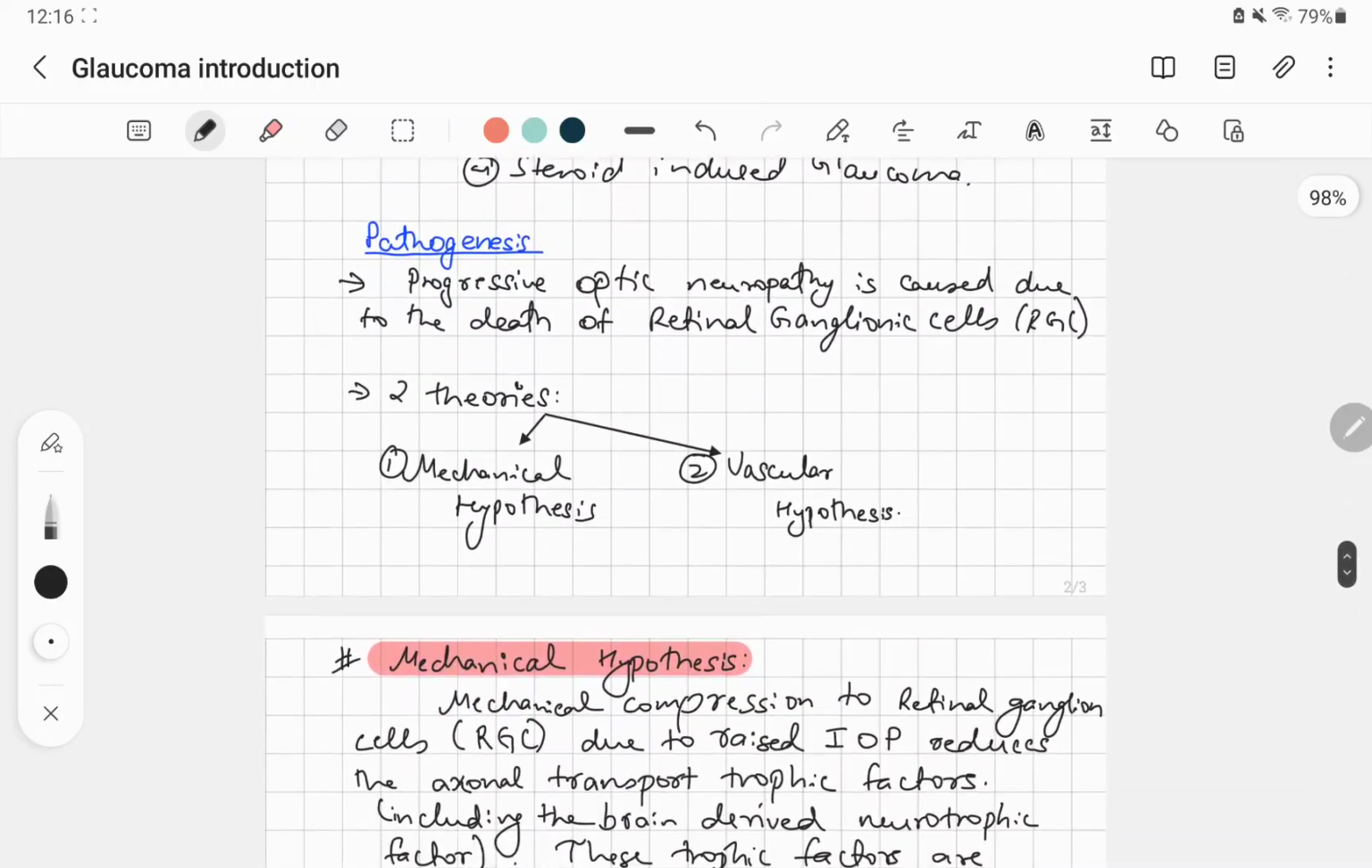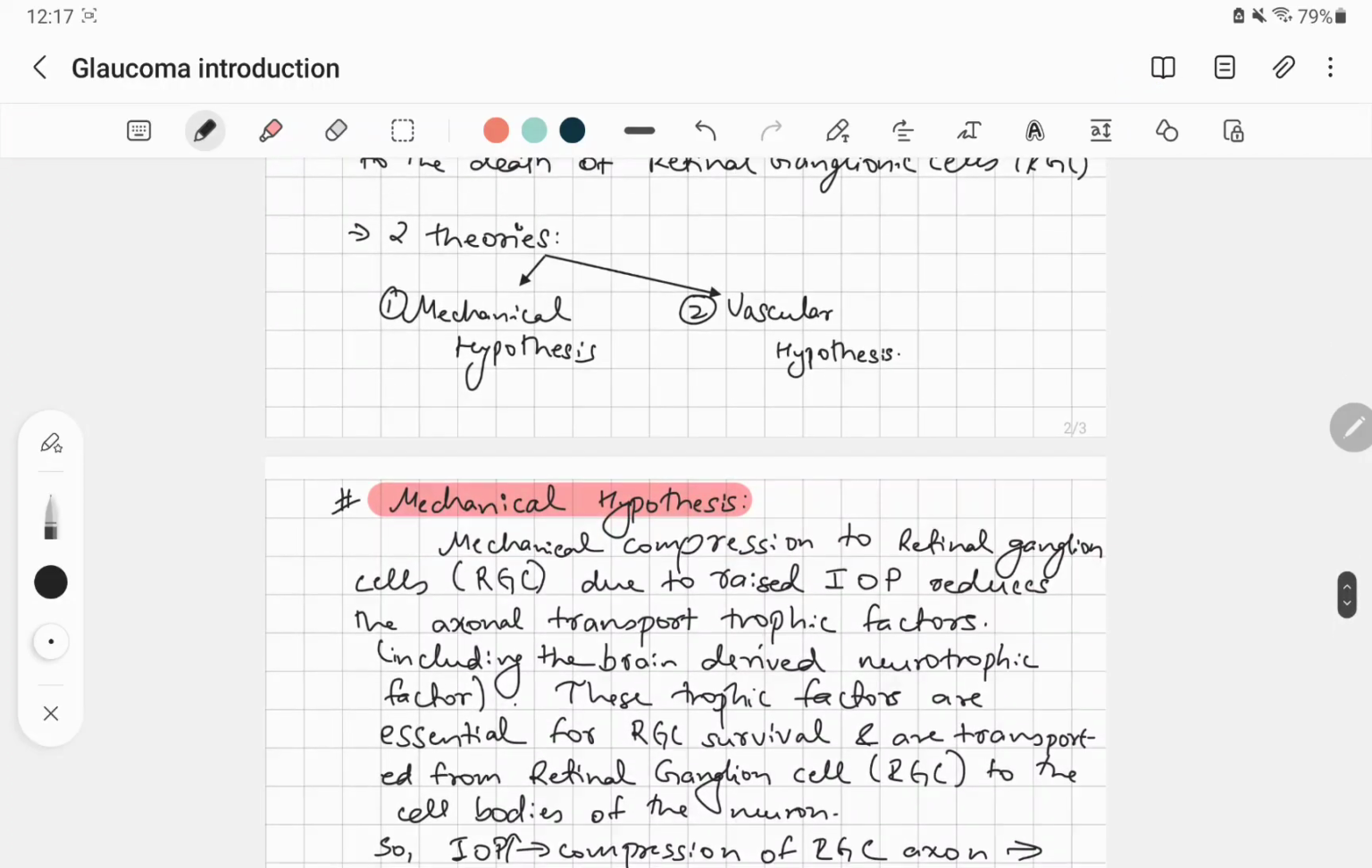So pathogenesis, what causes the glaucoma? Progressive optic neuropathy is caused due to the death of the retinal ganglion cell, that is RGC. So for glaucoma, the intraocular pressure increases, and that will eventually cause harm in the optic disc. And in the optic disc, which cells are hampered? That is the retinal ganglion cell, RGC. This is a very important MCQ point.